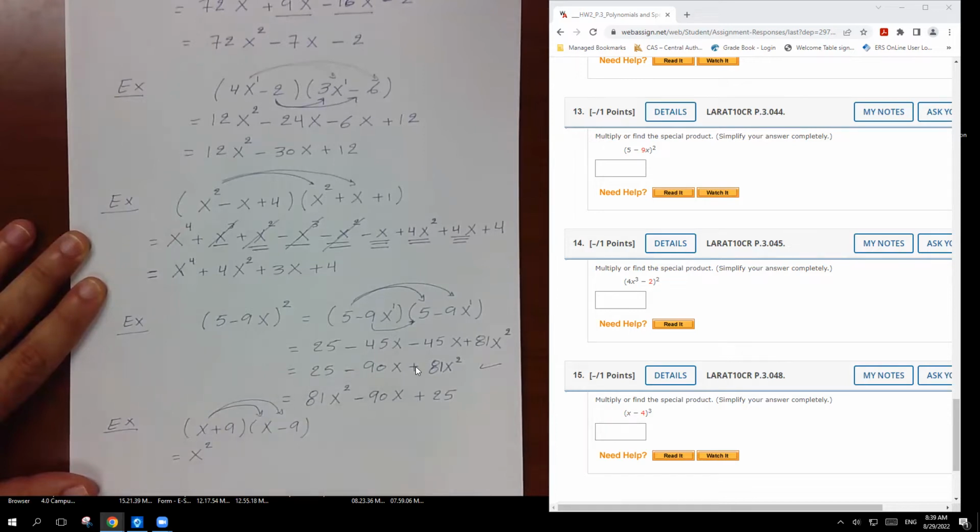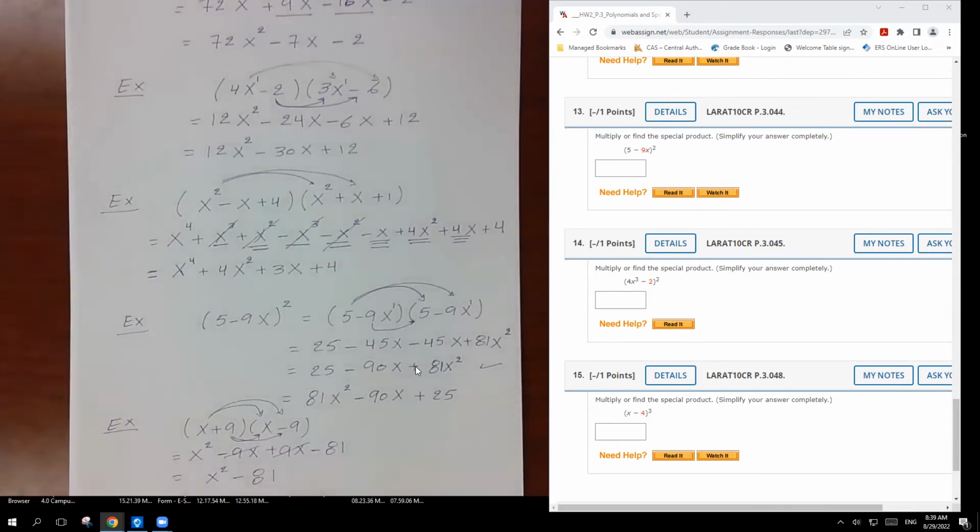x times negative 9 is going to be negative 9x. 9 times x is going to be positive 9x. And 9 times negative 9 is going to be minus 81. The next step, combining these two terms, negative 9x and positive 9x is going to be 0. That means the result is going to be x squared minus 81. That's it on this example.